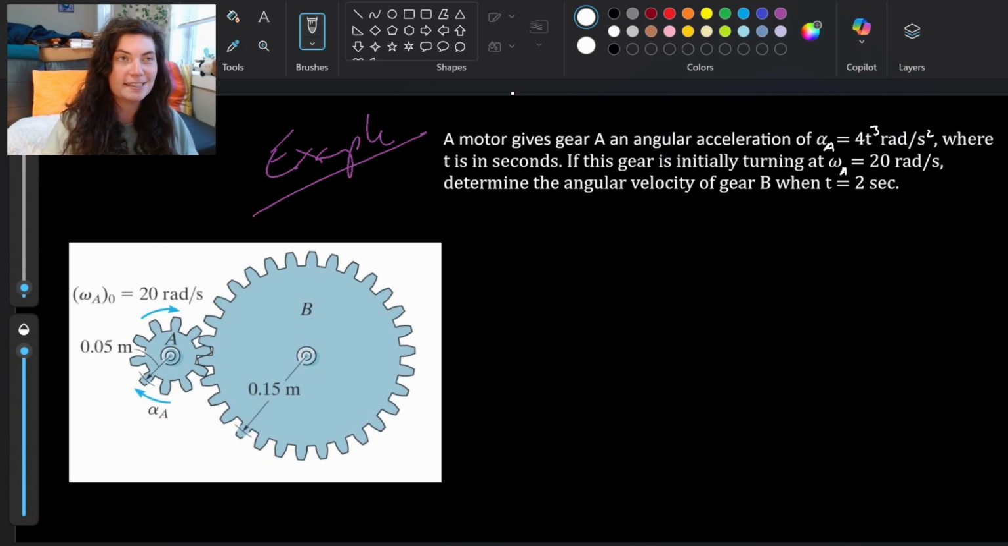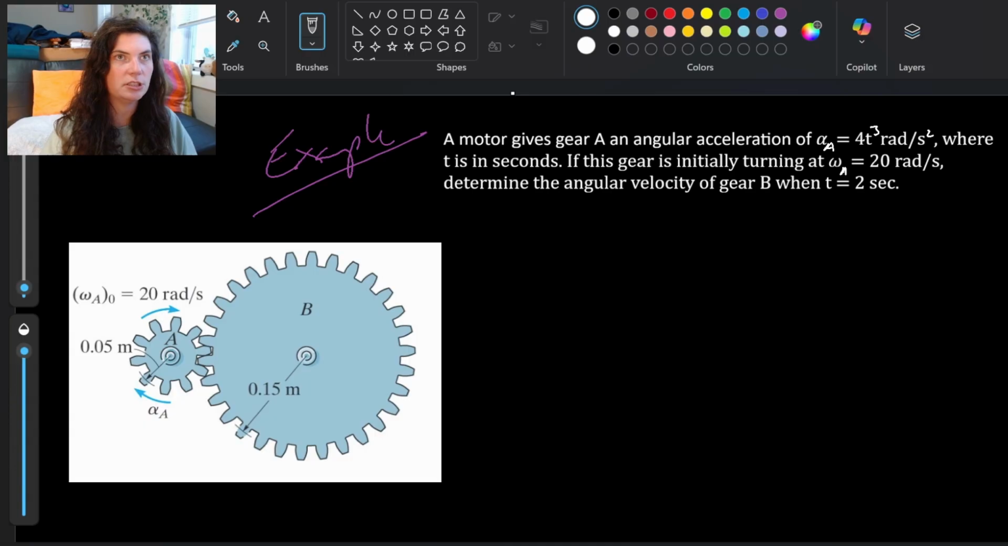Alright, so thankfully for this example, I've got an actual picture of some gears here that will probably be a little easier to visualize and work with. In this example, we've got a motor that gives gear A, the smaller gear on our left, an angular acceleration of alpha equals 4t cubed radians per second squared, where t is in seconds.